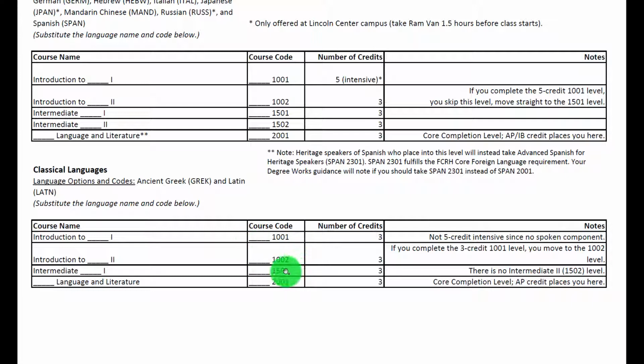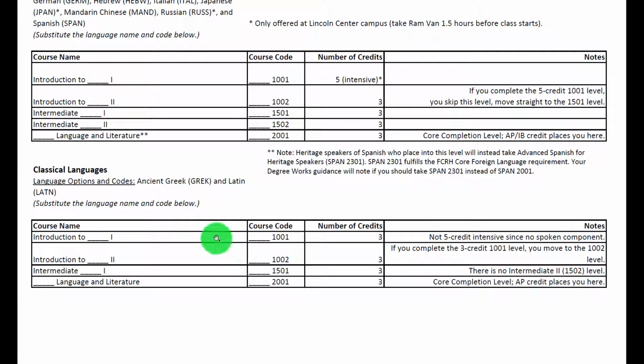The next level after 1002 is the Intermediate 1 level, which is numbered 1501. So we would have LATN 1501. And just note that there is no Intermediate 2 level. And that's again because there is no spoken component for these 2 languages.